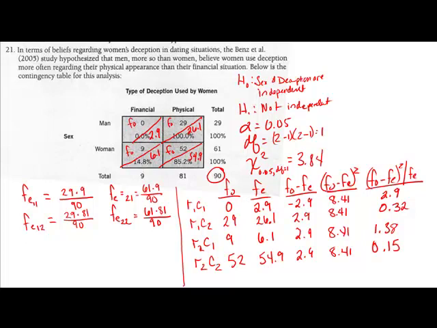So remember, you'll notice that these columns here are the same, but where it becomes a different number is because for each individual row we have a different frequency expected. So that's why the numbers here are different. And if I did this correctly, 2.9 plus 0.32 plus 1.38 plus 0.15 equals 4.75. That's our chi-square.